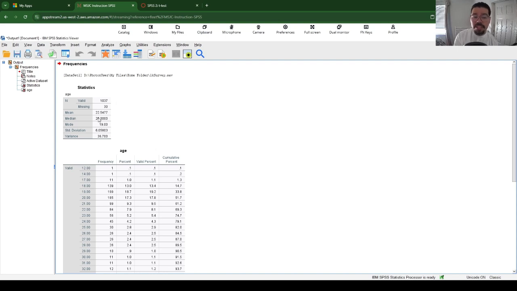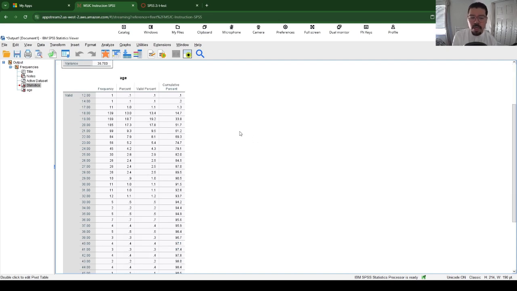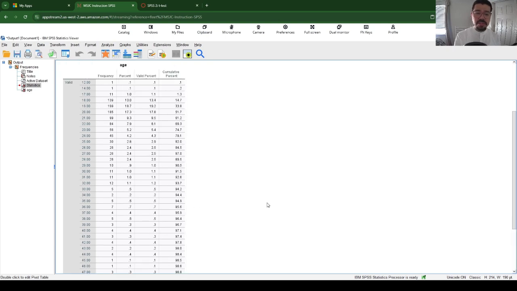We have an average age of our sample of 22.55 years old. We have a median of 20. So if we organized everyone from youngest to oldest, the person right in the middle, and there's only one person right in the middle because the number of people who participated is an odd number, we have an odd number of scores, therefore only one person will be found right at the middle. That person is 20 years old. The mode, the most frequent age, is 19. Our standard deviation is 6.05 or 6.06, sorry. We also have this frequency table. We see that we have our youngest person at 12 years old and our oldest person at 60 years old.